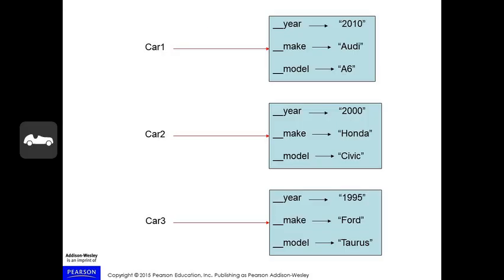For example, the car objects. From the car class definition, we can create as many car objects as possible, and each car object has its own data attribute values. These are three car objects here, and we can create as many as we want.